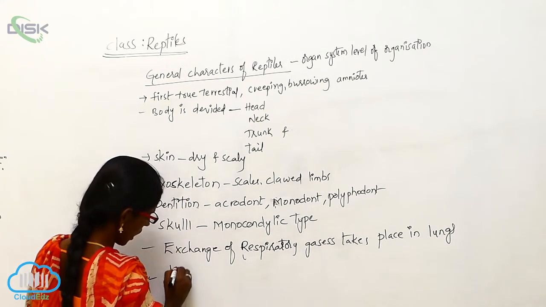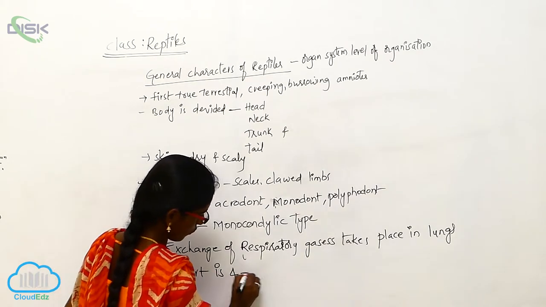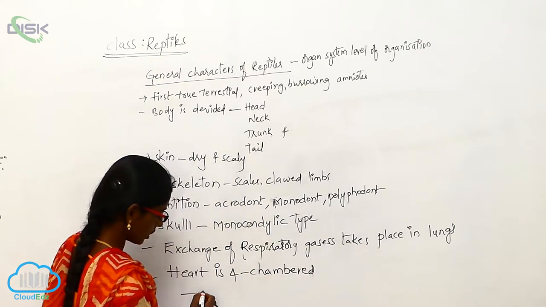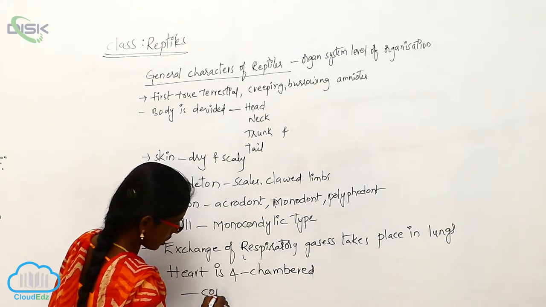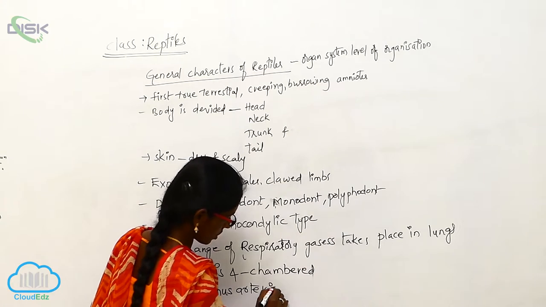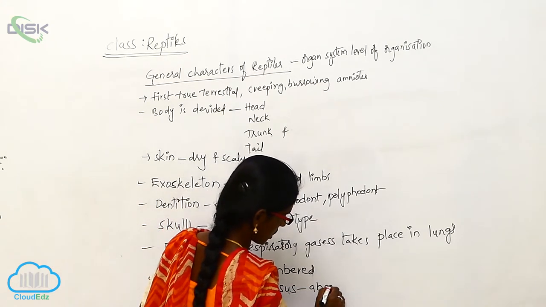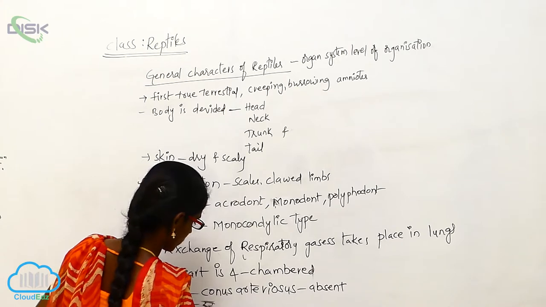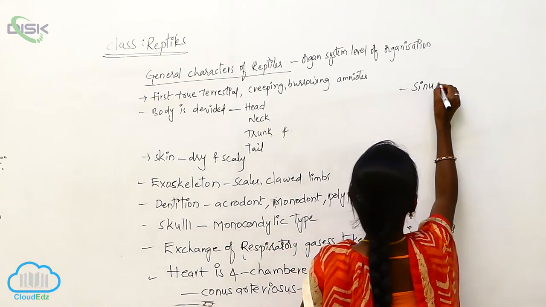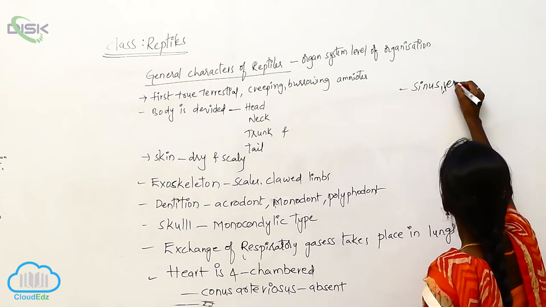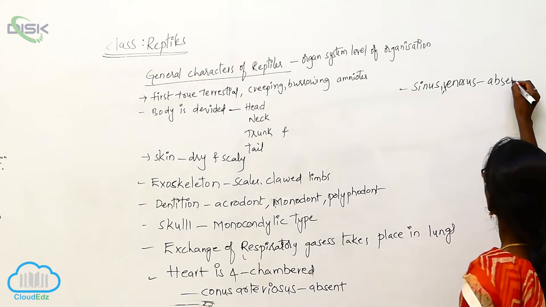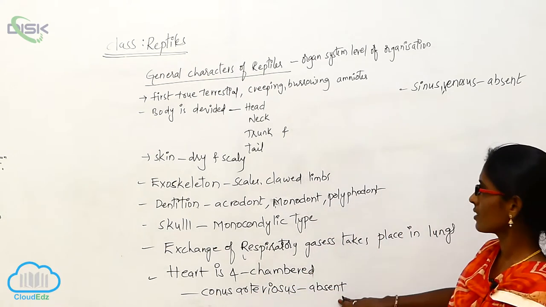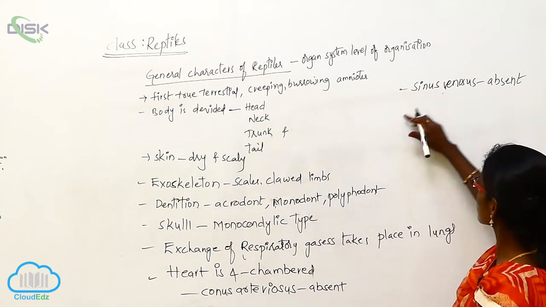And the heart is four chambered. And also here the conus arteriosus is absent. And the sinus venosus is also absent. So the heart is four chambered, conus arteriosus is absent, and sinus venosus is also absent.